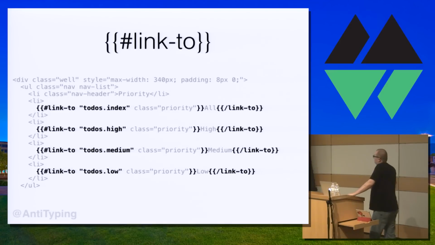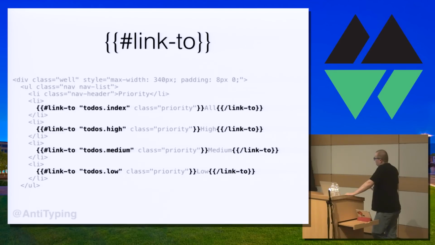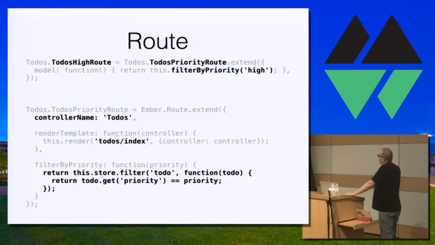So here we are using the link-to tag, Ember tag, which actually links us not to URLs but to routes. These are routes in Ember that you define in your router. So here you can see that we have resource to-dos, and inside that resource we have high, medium, and low. And you can see here that that corresponds to this high, medium, and low. And we have to actually define those routes in our code.